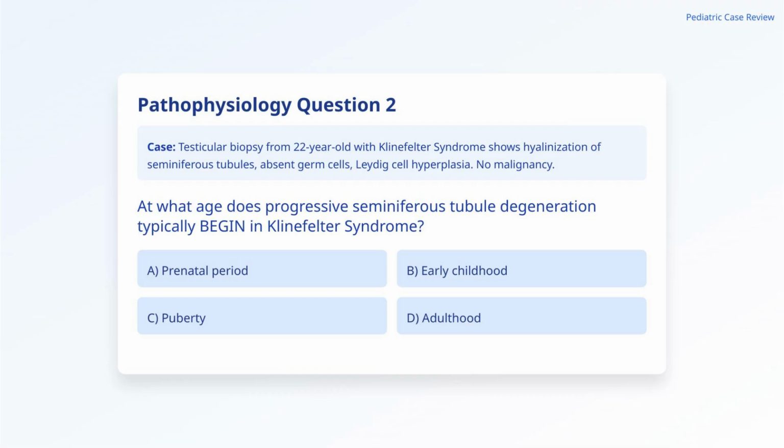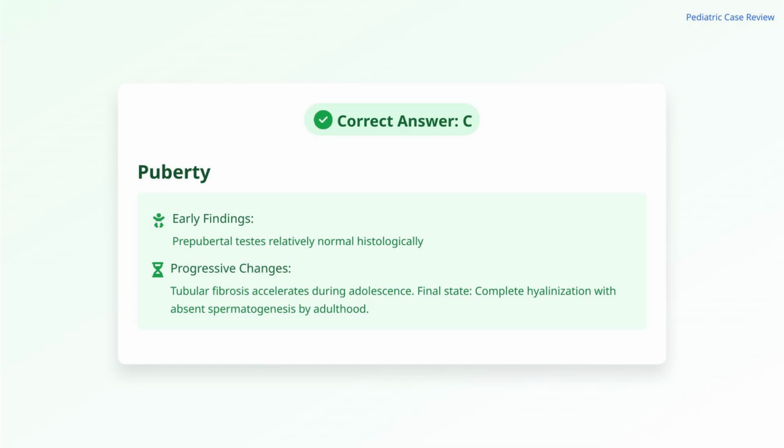Option A, prenatal period. Option B, early childhood. Option C, puberty. Option D, adulthood. The correct answer is C, puberty. While males with Klinefelter syndrome are born with relatively normal testicular histology, progressive degeneration begins during puberty. Seminiferous tubules undergo fibrosis and hyalinization, with progressive loss of germ cells throughout adolescence.